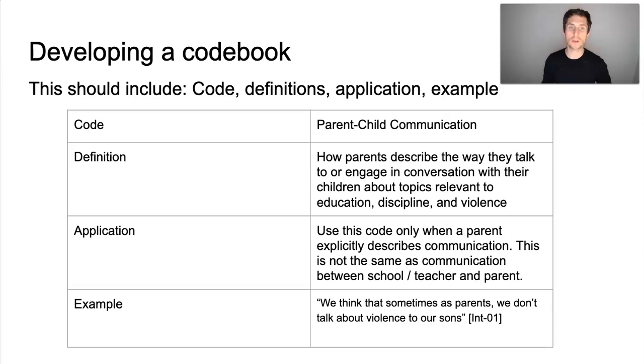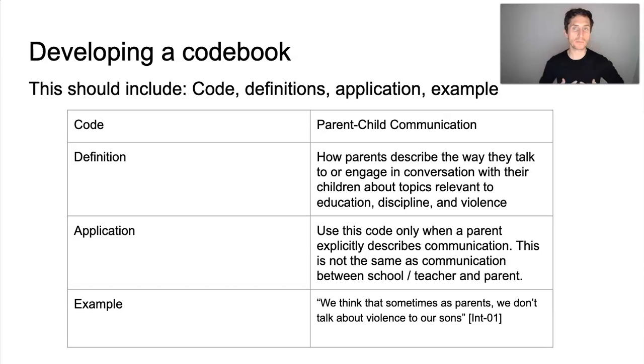Then we're going to define that code, right? We're going to explain what we mean, and we can do this in just a simple way of explaining it to ourselves. And then the application is going to be some direction for people that are applying this code. So for example here, we'll say, use this code only when a parent explicitly describes communication, right? So anything that's implicit, we're not going to include in our coding. And we also go on further to say this is not the same as communication between school teacher and parent, right? So we're making some exceptions there.